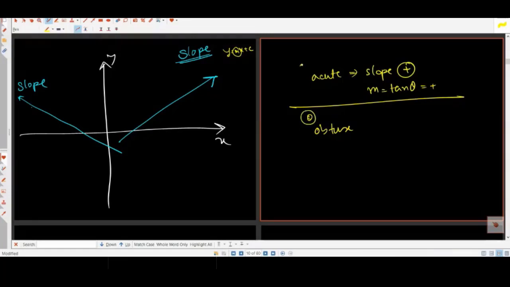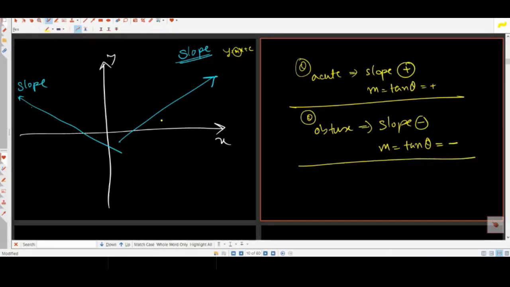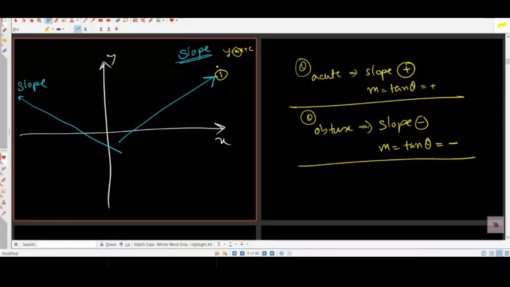Angle means the value of theta from the positive x-axis to the line. So if the angle is obtuse, the slope will definitely be negative. That means the slope, the value of m, which is equal to tan theta, will be negative. So for the first line, I am denoting this one as line 1 and the second one as line 2.